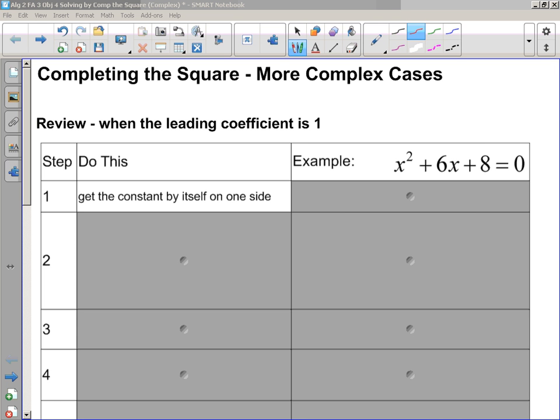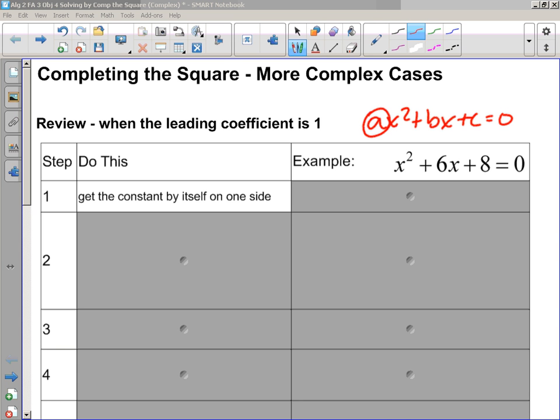In this video, we're going to be talking about how to complete the square when you've got more complex cases. But before I get into a specific example, I'm going to review with you the steps to complete the square when it's an easier case. Now remember, standard form of a quadratic equation looks like this.